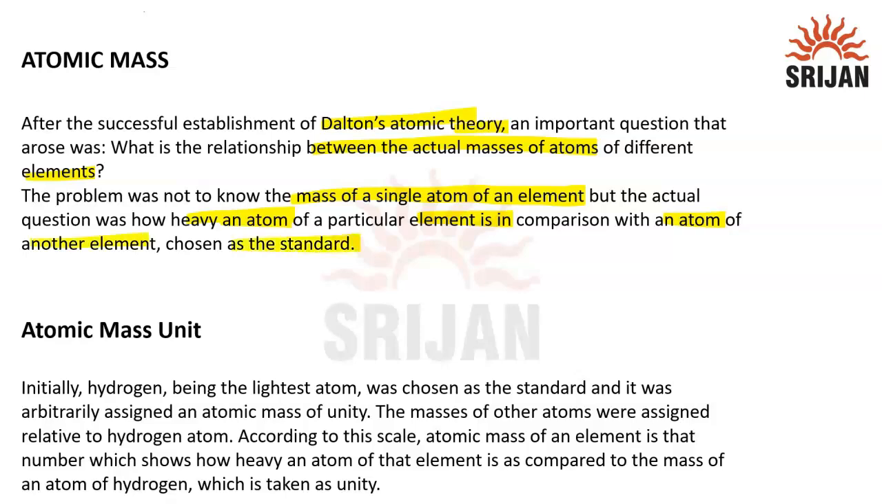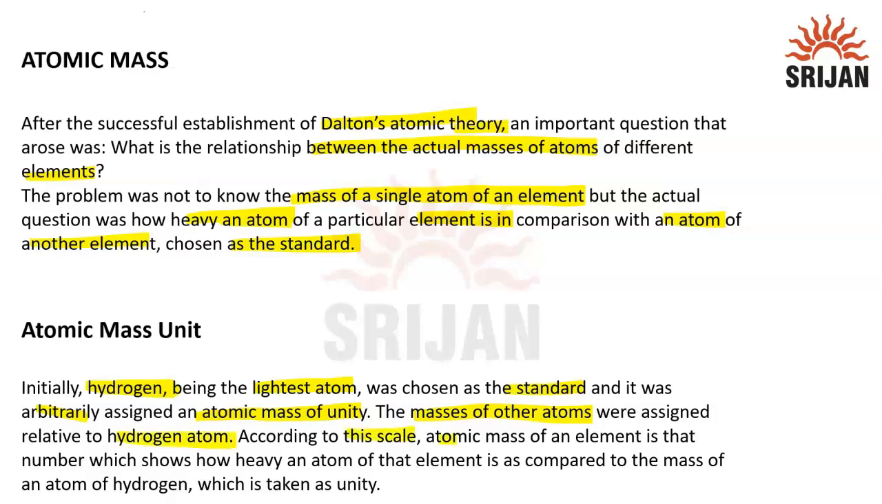Choose a standard. So we want to know the relative atomic mass, basically how heavily weighted one atom is compared to another. So for the atomic mass unit, initially hydrogen, being the lightest atom, was chosen as the standard, and it was arbitrarily assigned an atomic mass of unity, meaning its atomic mass unit is 1 only. The masses of other atoms were assigned relative to the hydrogen atom only.